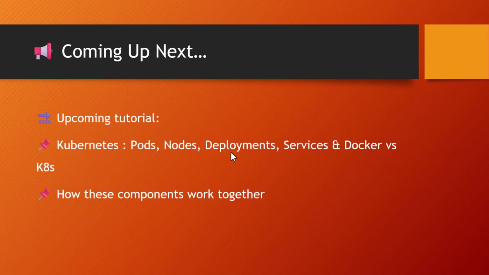Now that you understand what Kubernetes is and why it is important, in the next tutorial we will dive deeper into two important topics. First, we will break down the Kubernetes architecture, which includes nodes, pods, deployments, and services. And then we will answer a common question: do you still need Docker if you're using Kubernetes?